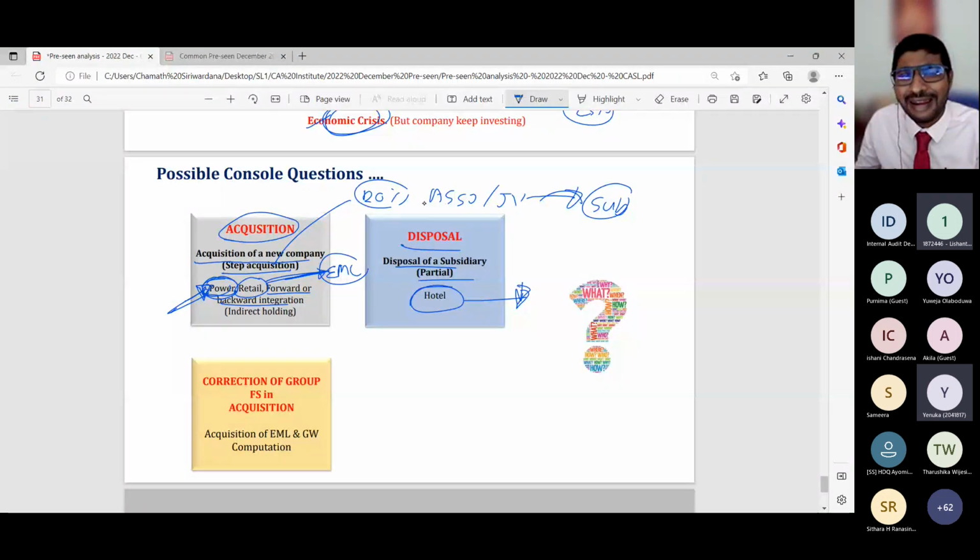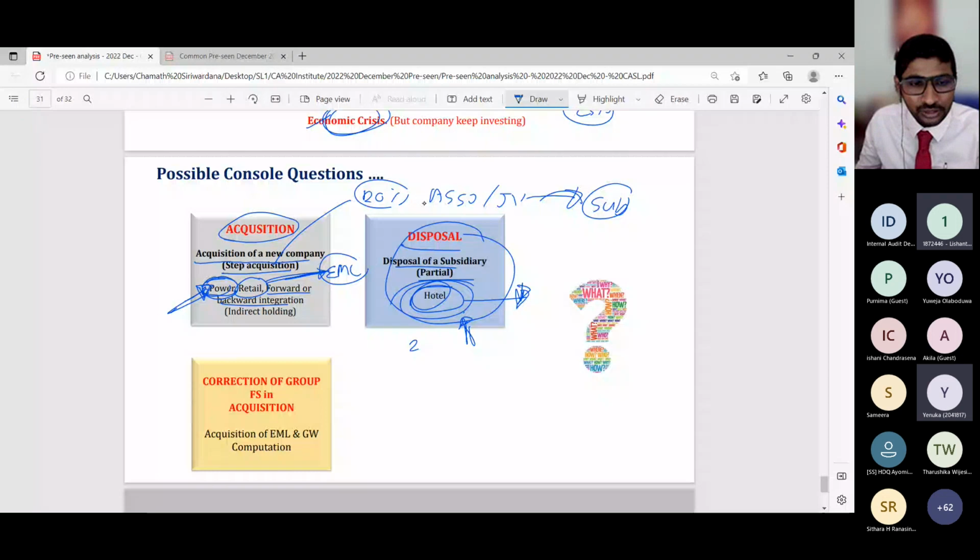So if there is a disposal, I think they will not dispose of the retail arm or the manufacturing arm, but they will dispose of the hotel segment. So that is possible. Anyway, get ready for that disposal scenario as well. Let's say I am keeping a 25% probability for it.